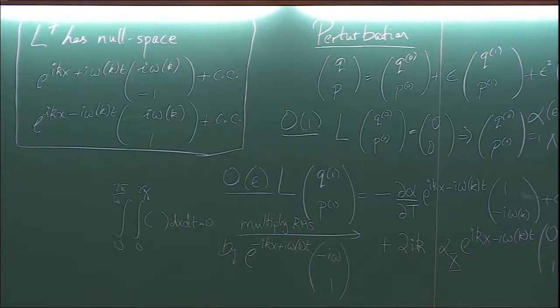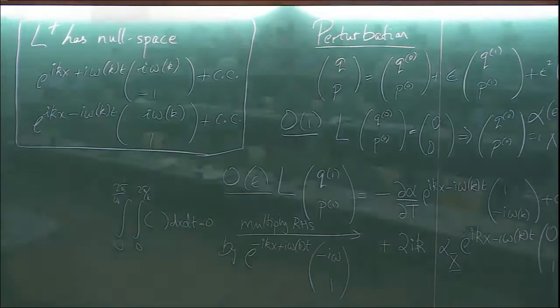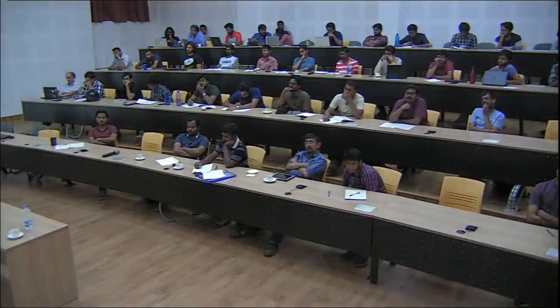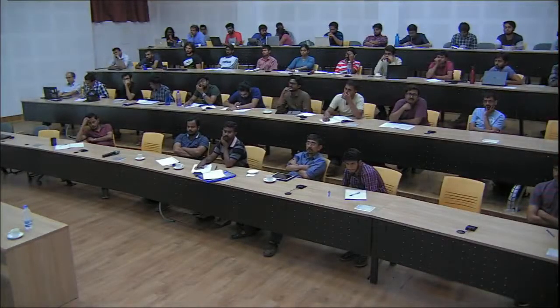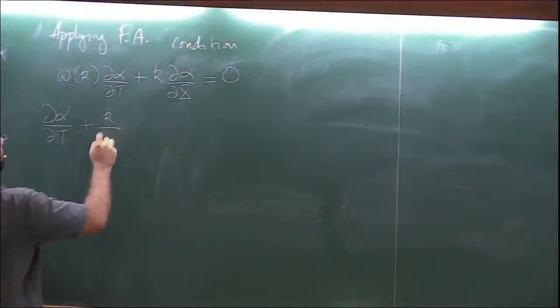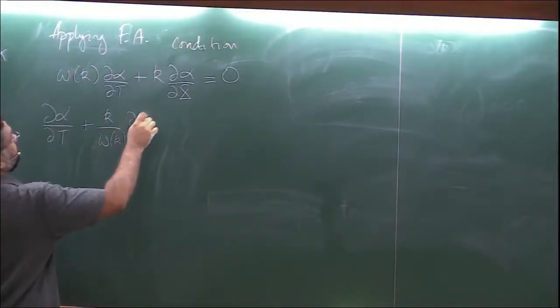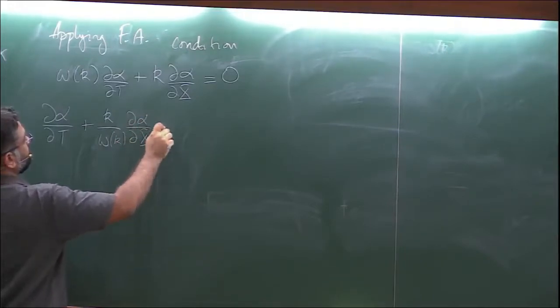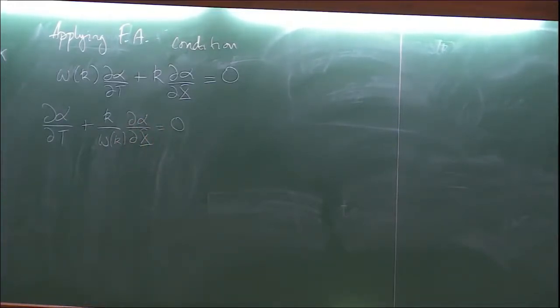Right? And so you end up with some condition which is precisely this. This is what the left-hand side turns into. I can write this as d alpha d tau dt plus k by omega of k d alpha d cap x, which is a relatively easy equation to solve. Remember, as far as we're concerned, k and omega are constants. We fixed k, and hence omega is fixed. And so this is just a simple advection equation.